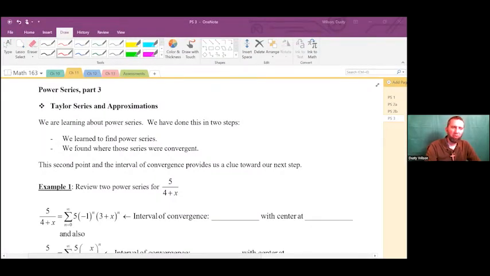So we've learned about power series, and we've done this in two steps. We learned to find the power series. We did this mostly using geometric series or Maclaurin series, and then whatever algebraic manipulations we could do to those. And then we found where those series were convergent. The second point, and the interval of convergence, provides us a clue toward our next step.